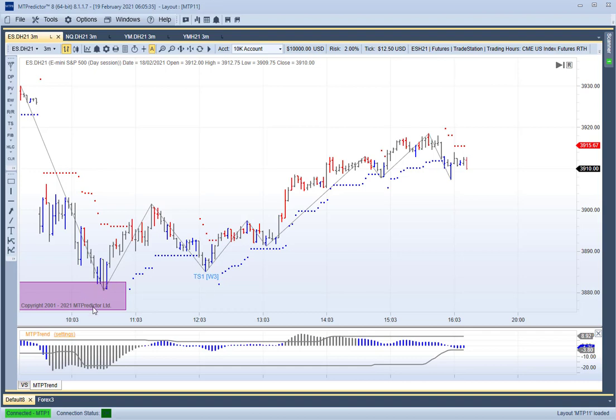time frame reversal. Our MTP trend helped confirm this by going from grey. You see it showed you in the process of making a reversal to blue. Do you see it was blue here to show you the large degree trend was up?